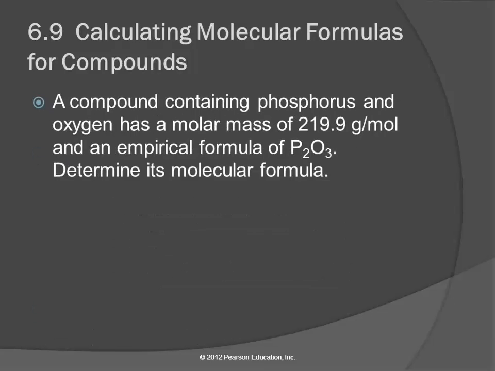So let's do an example. Here we have a compound of phosphorus and oxygen, with a molar mass of 219.9 grams per mole. That's the mass of the molecular formula. They're giving us the empirical formula, P2O3, and saying, okay, what's the molecular formula? Well, we need to find out how many times this P2O3 fits into the actual formula. So we need to find the mass of that empirical formula.